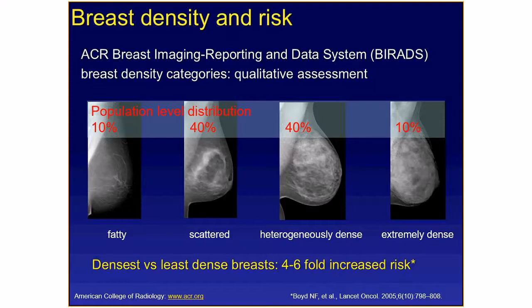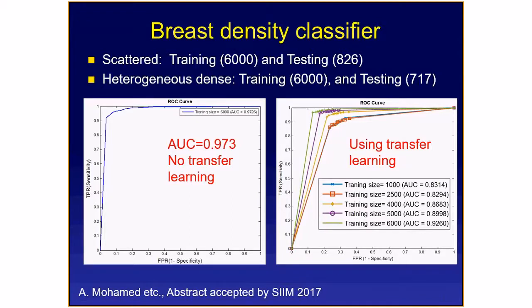So we're trying to use a deep learning based method to build a quantitative reader or classifier to classify these two categories. Maybe this can be used to help radiologists make decisions. I'm going to show you one result here. We collected about 20,000 images, for scattered versus heterogeneous dense breast. We used about 6,000 for training and about 700 to 800 for testing. If you look at this AUC here, it's very high. It's a very good classifier that can help you distinguish the two.